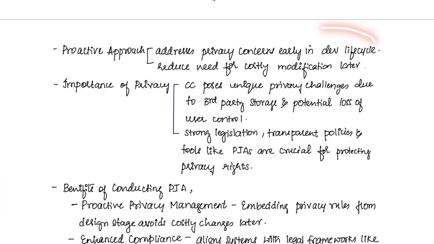So it is very important to safeguard your data at the early stage of the development life cycle, and along with that, to reduce the need for costly modification later. So yeah, these two are the proactive approaches. Next, what is the importance of privacy? Cloud computing poses unique privacy challenges due to third-party storage and potential loss of user control. We have seen how the user control shifts and all. So strong legislation, transparent policies, and tools like PIAs are very important for safeguarding our privacy rights. So this was about the importance of privacy.